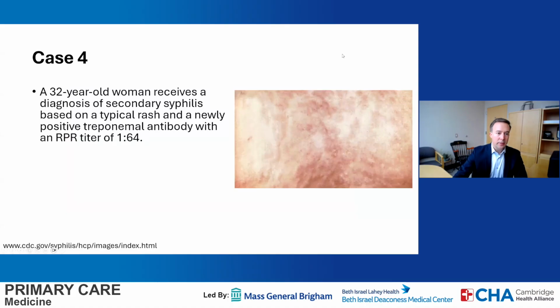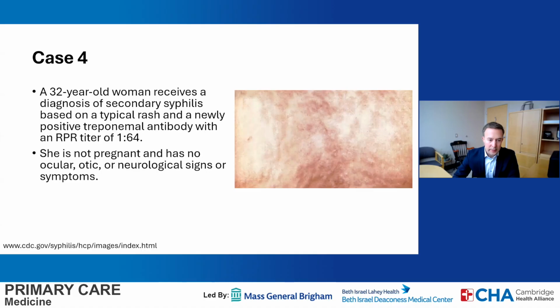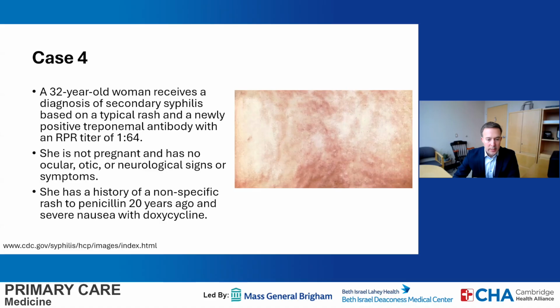Our next patient is a 32-year-old woman who receives a diagnosis of secondary syphilis based on a typical rash and a newly positive treponemal antibody, which is then reflexed to an RPR, and her titer is 1 to 64. She's not pregnant, and she has no ocular, otic, or neurologic signs or symptoms. She has a history of a non-specific rash to penicillin 20 years ago, and she's had severe nausea with doxycycline. And there's a photo of her rash there on the right-hand side of the slide. This is the rash, I should say, with her syphilis diagnosis, not with the penicillin 20 years ago.